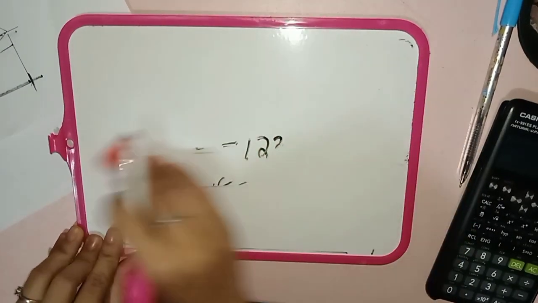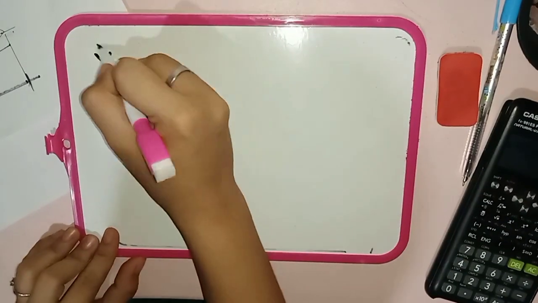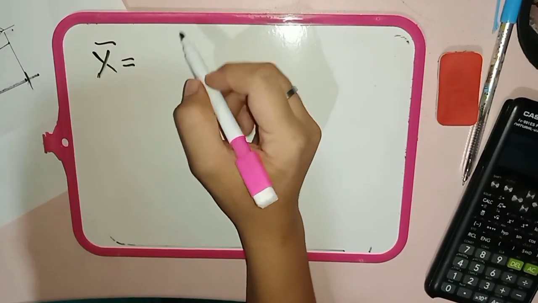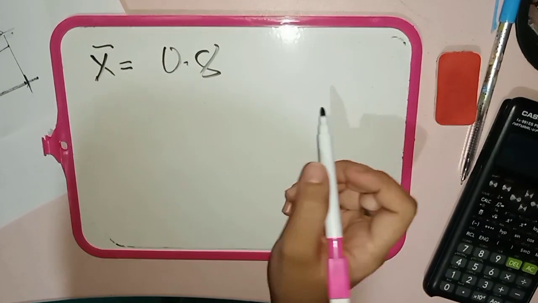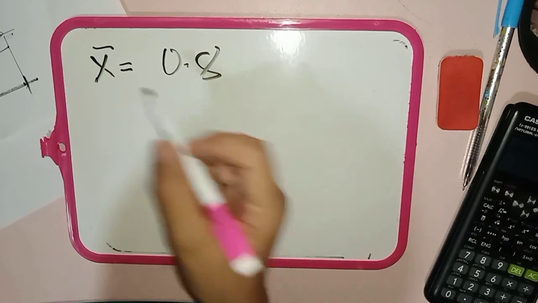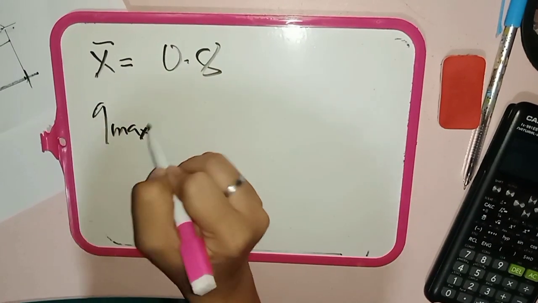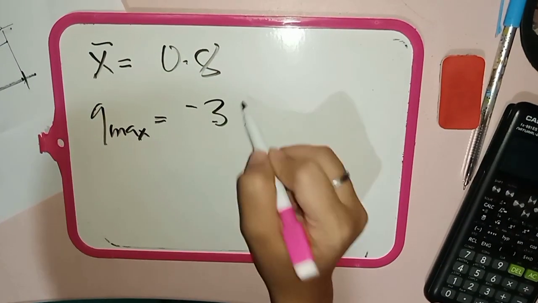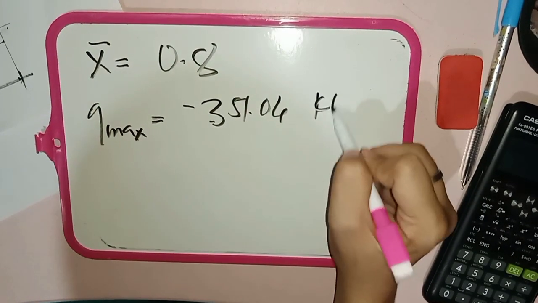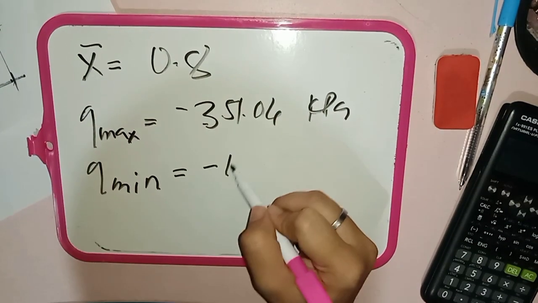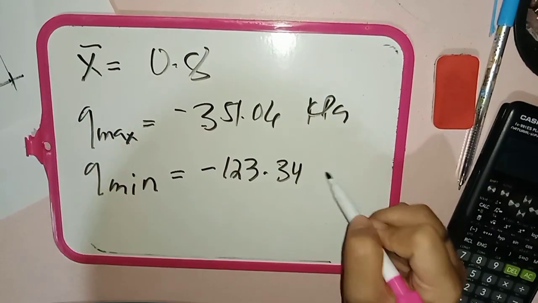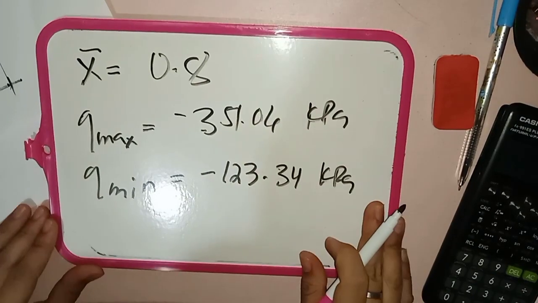If we summarize, our x-bar is equal to 0.8, the location of the total vertical forces. Then for the intensity of pressure, Qmax is negative 351.06 kPa, and our Qmin is negative 123.34 kPa. So here is our final answer. And the second topic will be buoyancy.